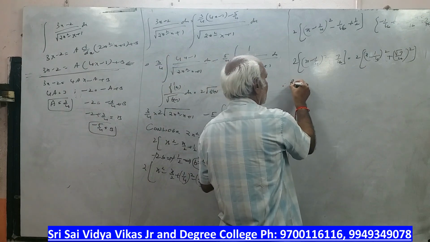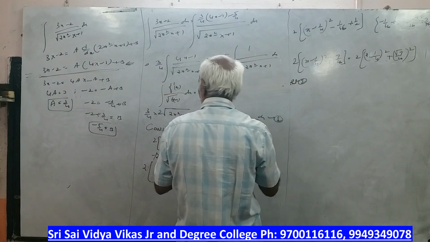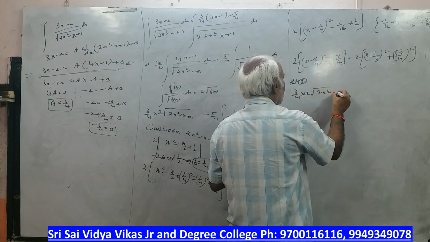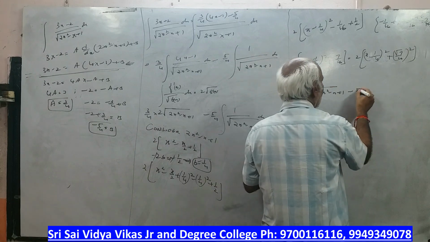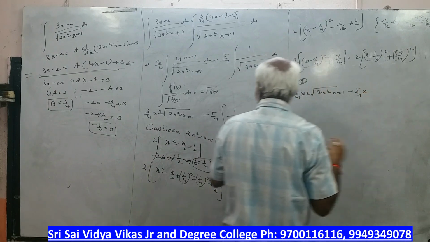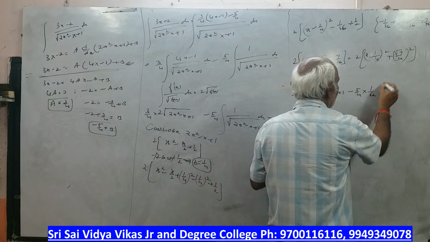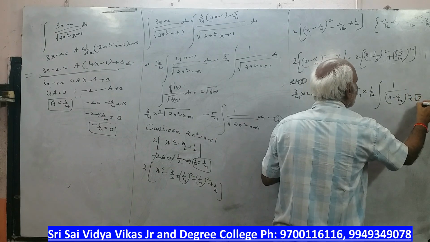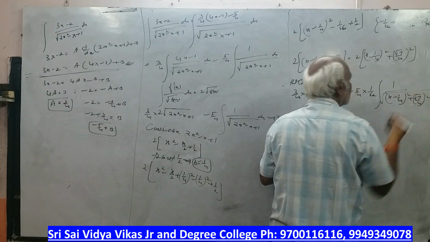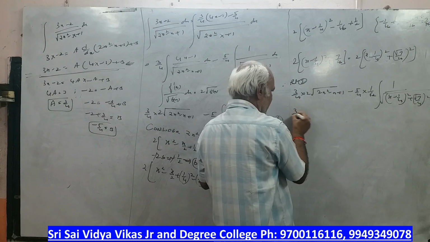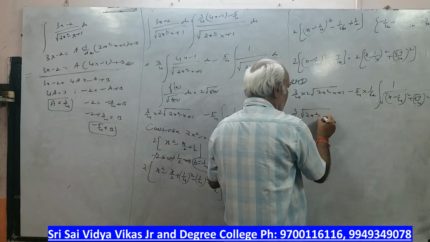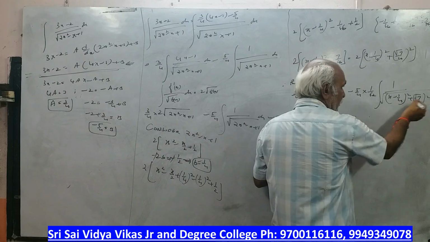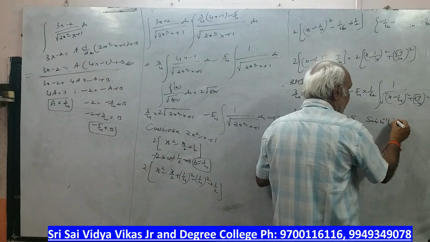Integration. Put in 1. What is the 1? 3 by 4 into 2 root of plus 1 minus 5 by 4 into, we are taking under root, so 1 by root 2, integration of 1 by x minus 1 by 4 whole square root 7 by 4 whole square under root, which is nothing but, after cancellation, 3 by 2 root of 2x square plus 1 minus 5 by 4 root 2, plus sign is there, sinh inverse x by a.